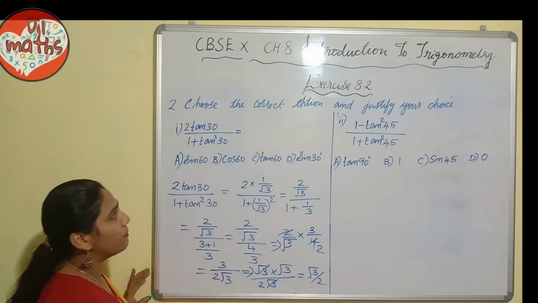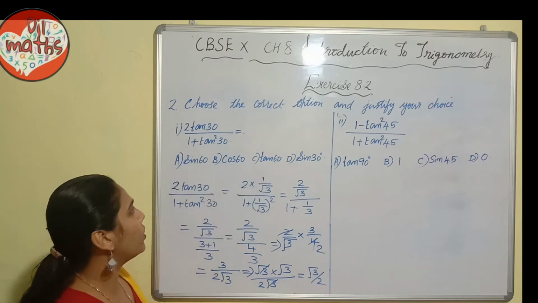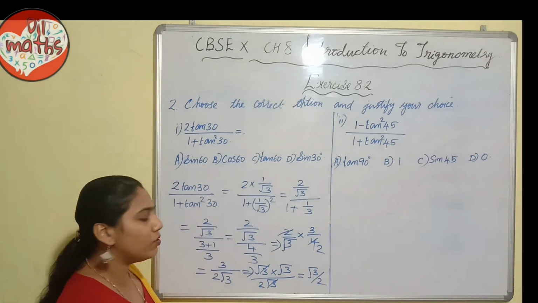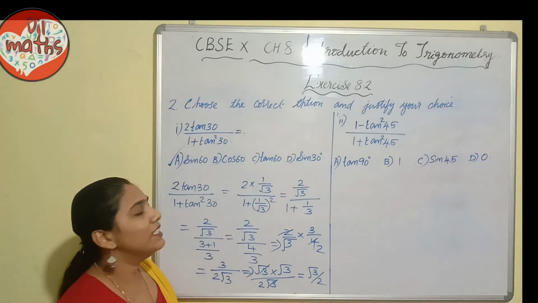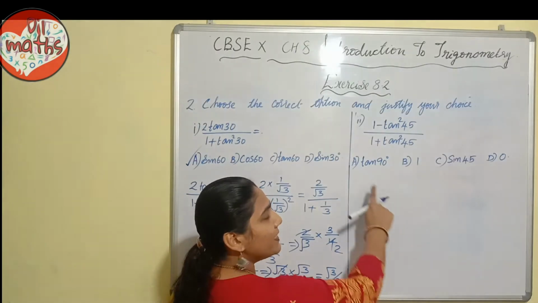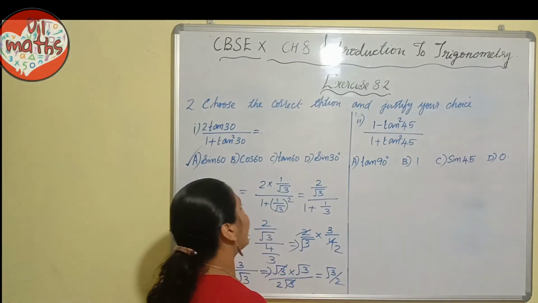And what is root 3 by 2? Here in this, which one is root 3 by 2? Sin 60 is equal to root 3 by 2. So our answer is option A, sin 60. Okay. What is the second subdivision in the second question?